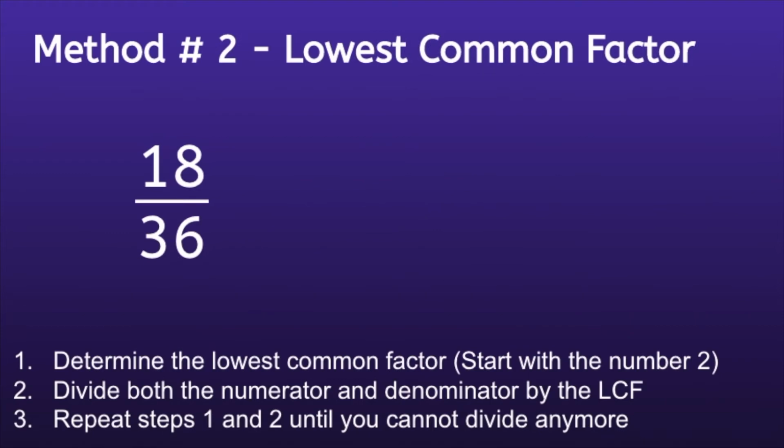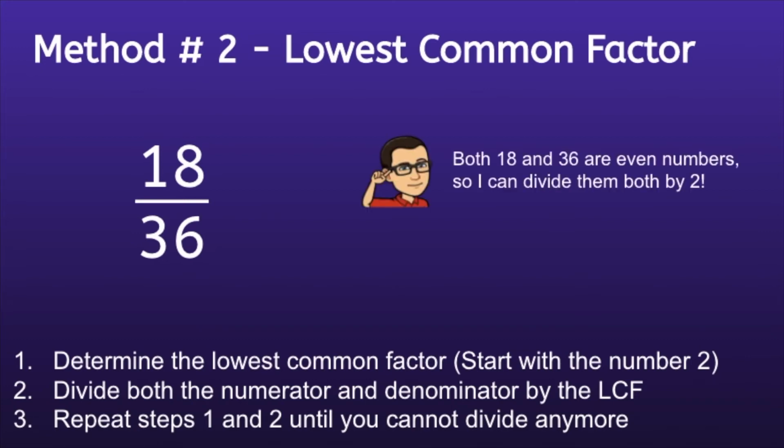Method number 2, lowest common factor. In order to simplify the fraction 18 over 36, we are going to have to follow three steps. Step 1, determine the lowest common factor. Start with the number 2. Can we divide 18 and 36 by 2? Since both 18 and 36 are even numbers, we know that we can divide them by 2.